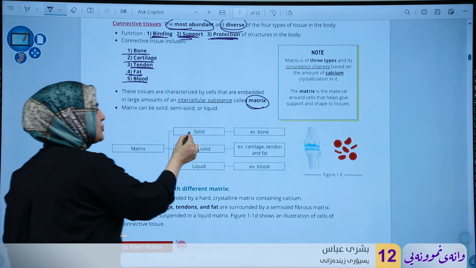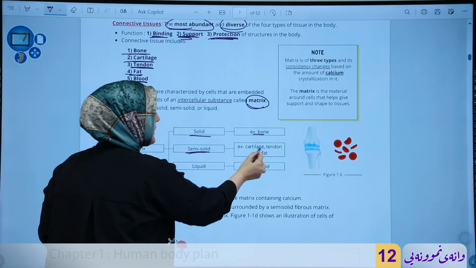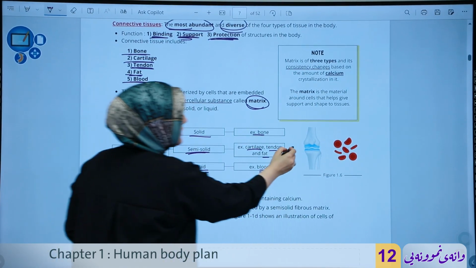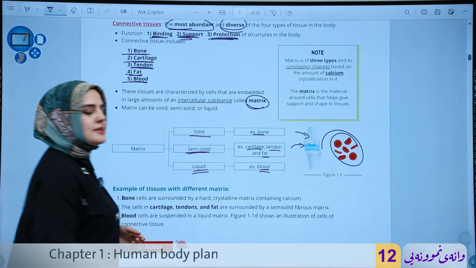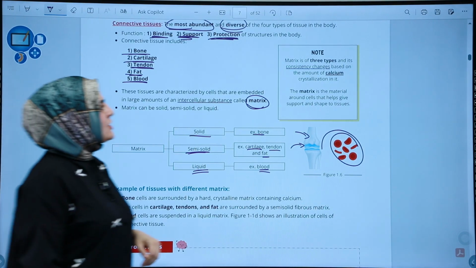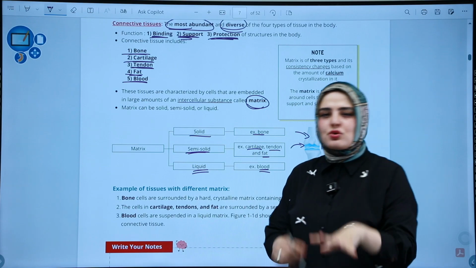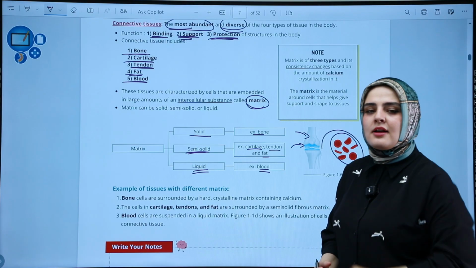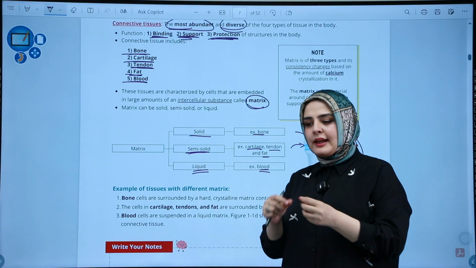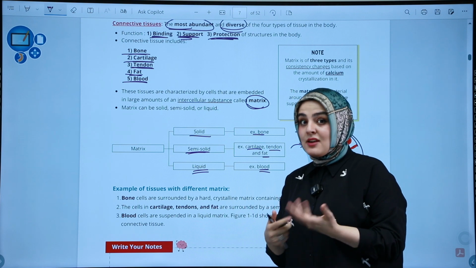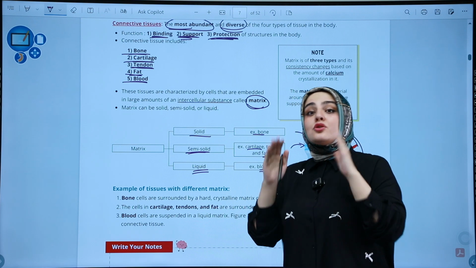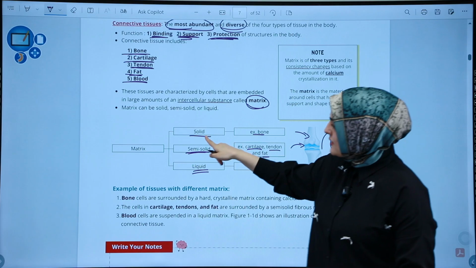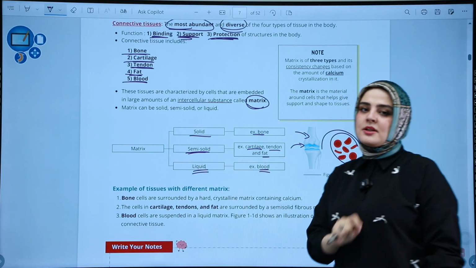Like we said, matrix could be solid like bone, semi-solid like cartilage, tendon, and fat, or liquid like blood. There it is, all three of them. This is cartilage, this is bone, and these are blood cells embedded in the liquid. So what makes these matrices so different from each other? It's the consistency of their calcium. Calcium, if you remember, is like eggshells, they're hard, and they say if you eat it, your bones are going to be stronger. So the more calcium we have, the harder it gets. Remind yourself, this has the highest amount of calcium, this has the lowest amount of calcium.